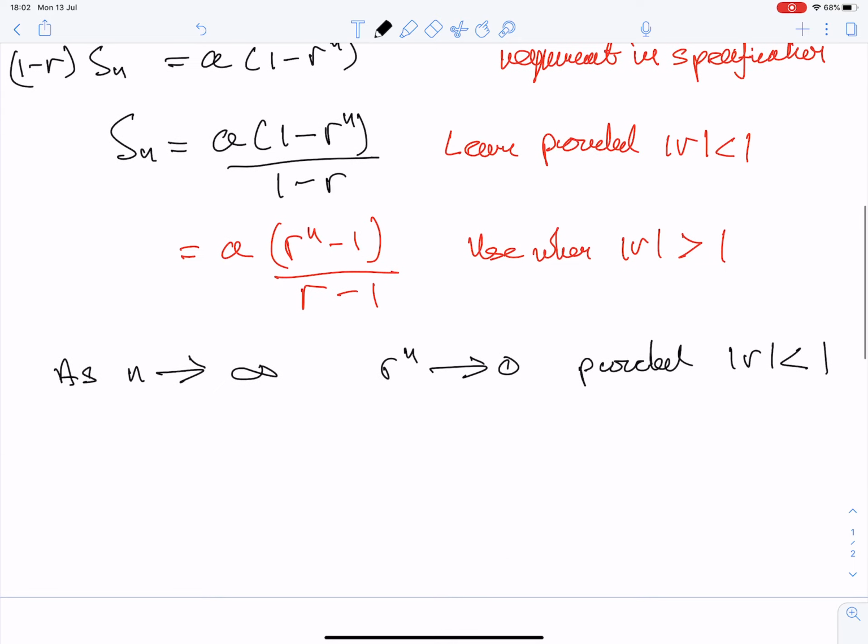Okay, so therefore Sn tends to a over 1 minus nothing, which is 1, so a times 1 is 1, over 1 minus r. So the sum to infinity is equal to a over 1 minus r. And again, you need to learn that result.